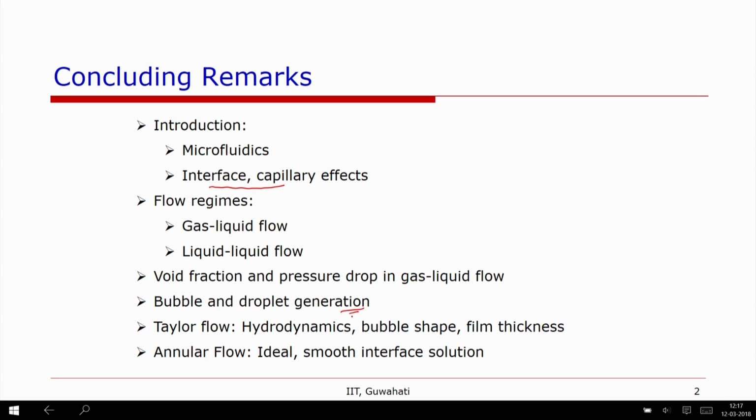So, we have devoted a large chunk of this course to the hydrodynamics, heat and mass transfer in the Taylor flow regime. We also looked at that because one needs to precisely control the size of the bubbles and droplets that are being generated. So, in a brief lecture, we looked at bubble and droplet generation, the mechanism of it, and the equations, including the mechanism of bubble generation at a T junction and in a flow focusing device.